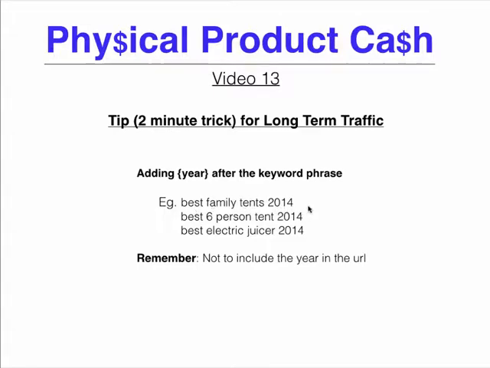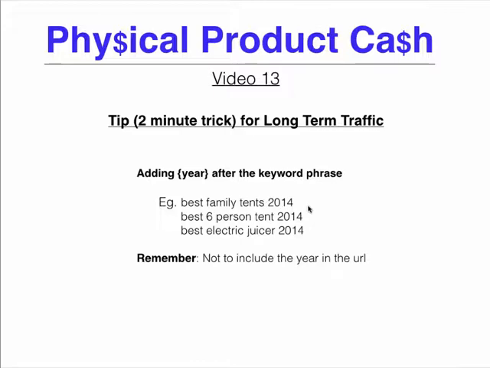When you type a keyword, for example best family tents 2014, in the keyword planner, you will get all the keywords related to it where the year 2014 is at the end of the keyword. Every year this suffix year is going to change. People searching in 2015 are not going to put 2014. They are going to put best family tents 2015. In 2016, they will type best family tents 2016.